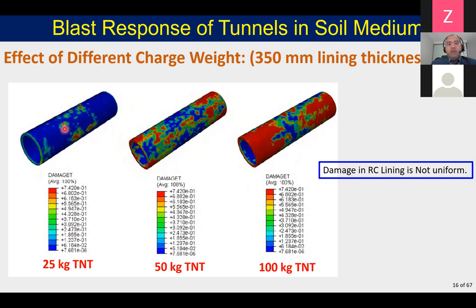And that you can only witness if you're doing some sort of analysis where you are simulating the actual blast inside the tunnel. If you're using the uniform pressure based on some pressure time history standards like UFC 3-340, you will only get the uniform pressure throughout the length of the tunnel.